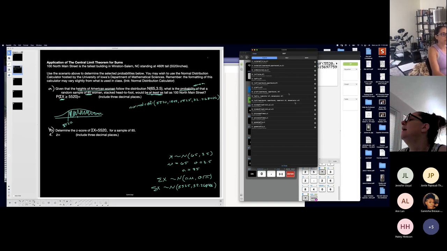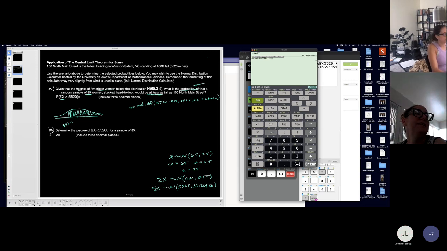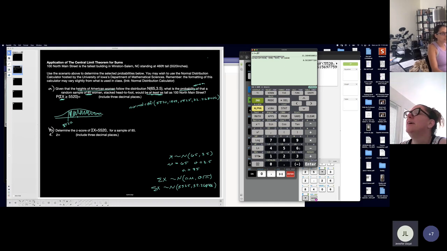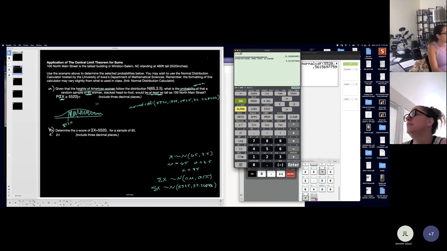On the app, you guys have to know the way to input it, right? Because when you do second bars and go to normal CDF, the nice thing is it tells you the order in which to put it, lower. So 5520 is very similar to the actual physical calculator, but it looks a little bit different. I know that was making some people nervous. So I'm gonna show 32.26. So 0.56. Let's see, round to 3 decimal places. 0.562.